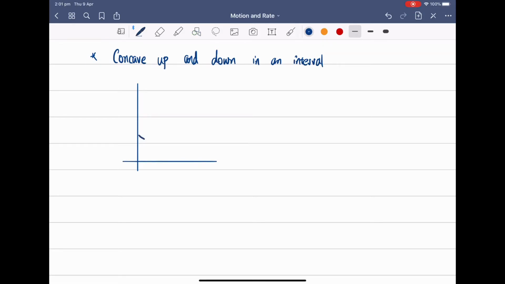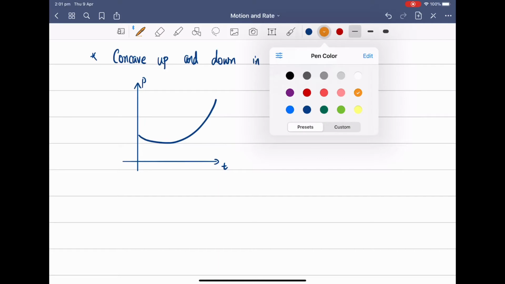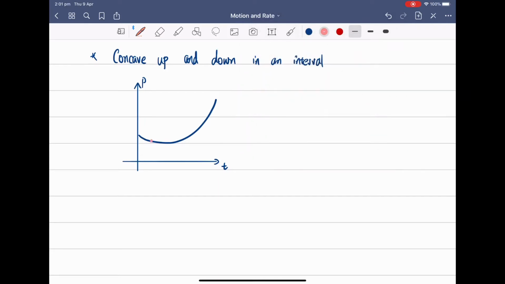So we have an interval like this. This is still p, here is still t. Now, as you can see here, this graph is concave upwards. The graph is concave up in the interval because every chord in this interval lies above the curve. If I pick any two points on this interval and join them together, as you can see, this chord is above the graph, above this function here. That's why we call that concave up.